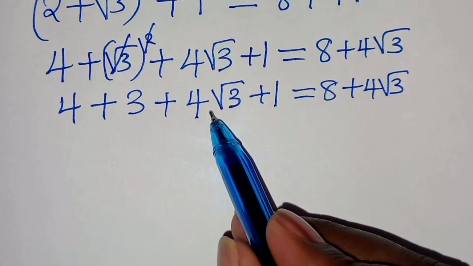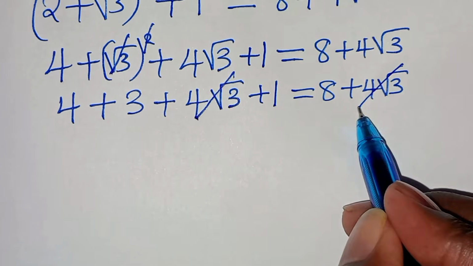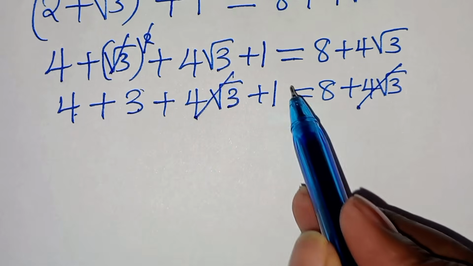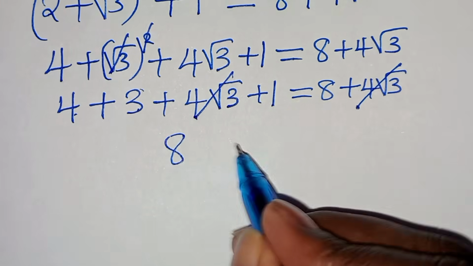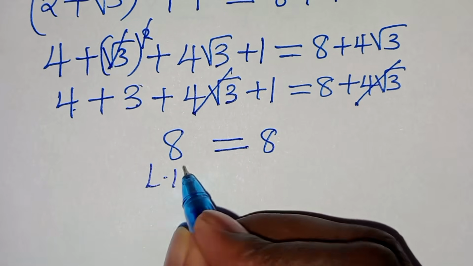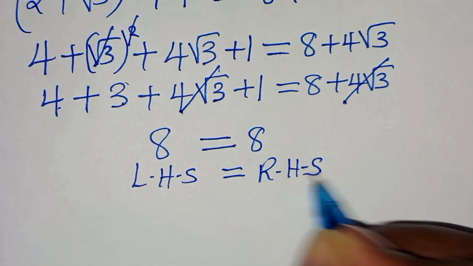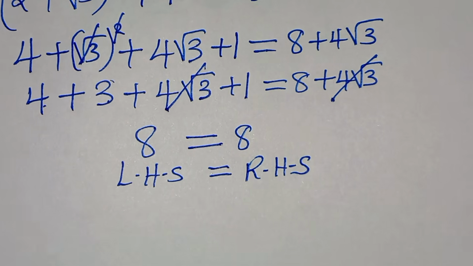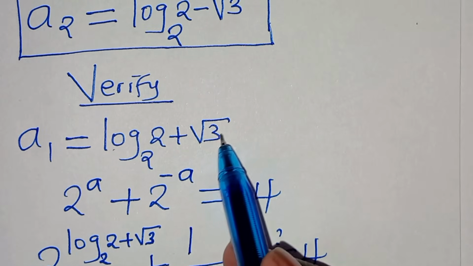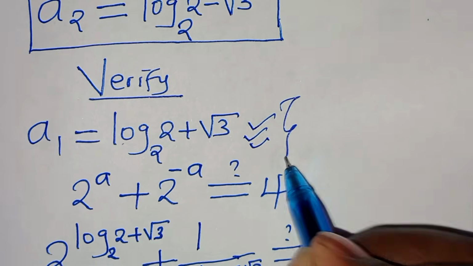Now, we have 4 square root of 3 here and 4 square root of 3 here. So this simplifies so that we have 4 plus 3. This is 7 plus 1. This is 8, which is equal to 8. So the left hand side is equal to the right hand side. And this proves that A1, which is log of 2 plus square root of 3 to base 2, satisfies the equation.